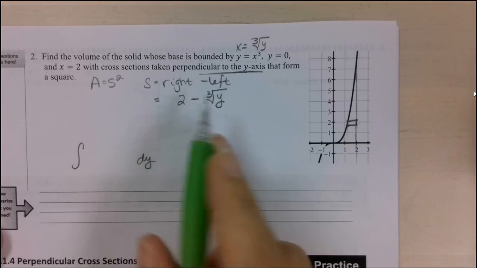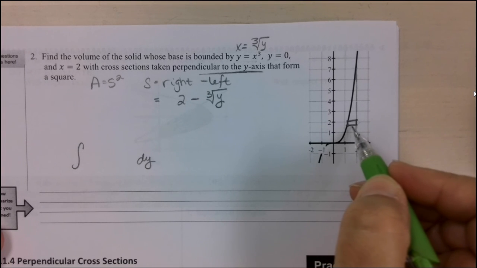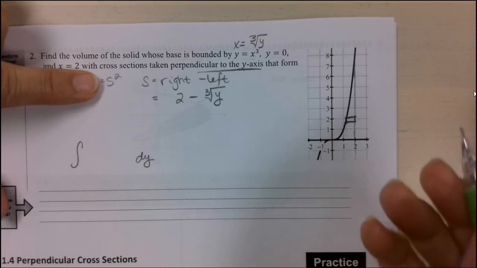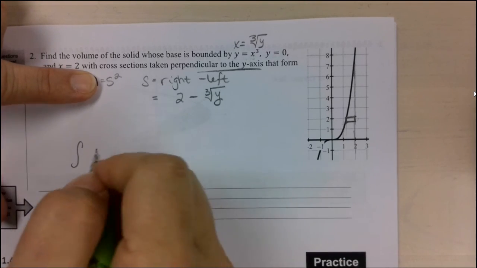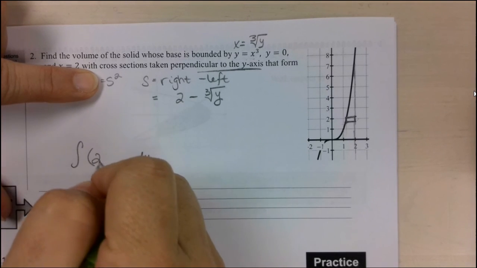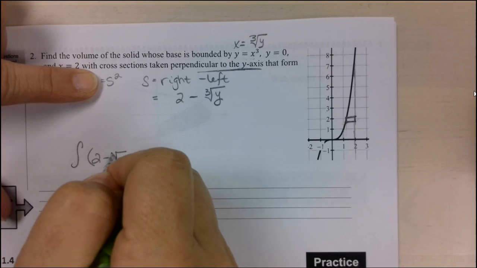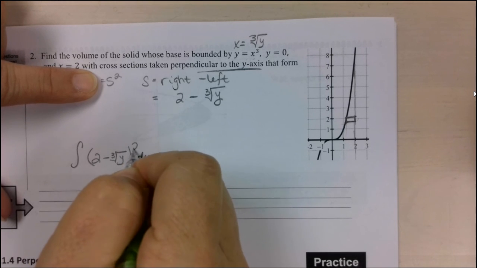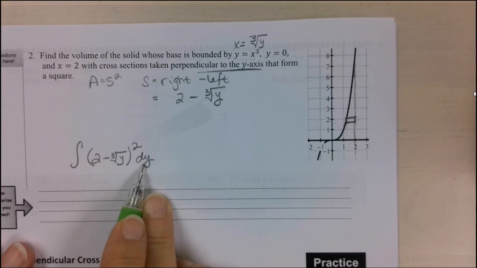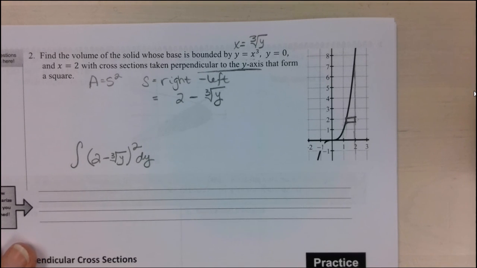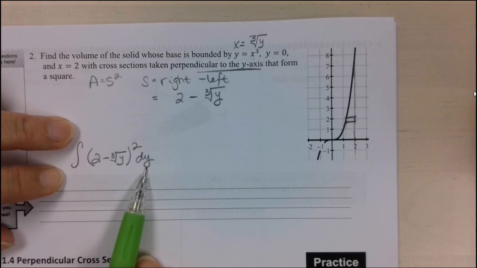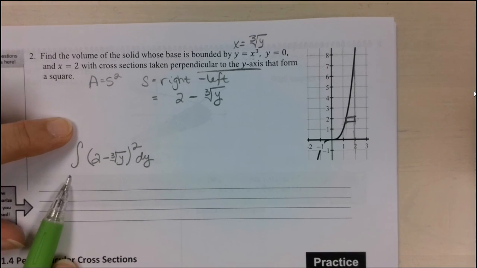So this is going to be a side of the square. The squares are going to come up out of the paper, but this is one side of the square. And so I'm going to integrate the area of the shape, which is side squared, (2 minus cube root of y) squared dy times the height of the prism, which is dy. We need limits on our integral. Remember that since we are integrating with respect to y, these need to be y numbers.